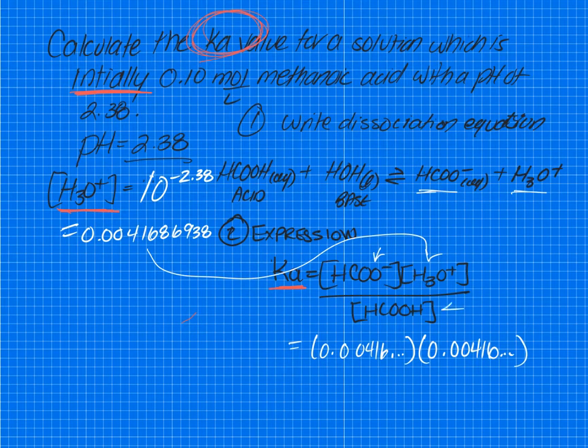Now this one, they told us it started off as this, but it's now almost like an ice table where it's actually changed, and it will change by this amount, right? So it will change by this amount. So we're going to subtract that amount. And then we should get the Ka value.